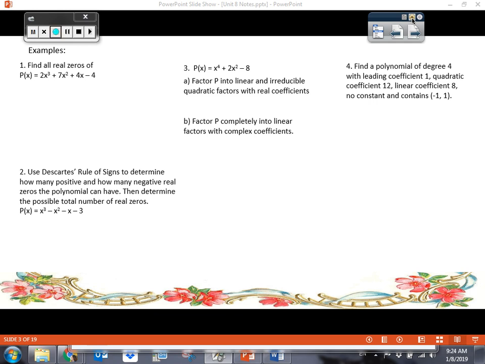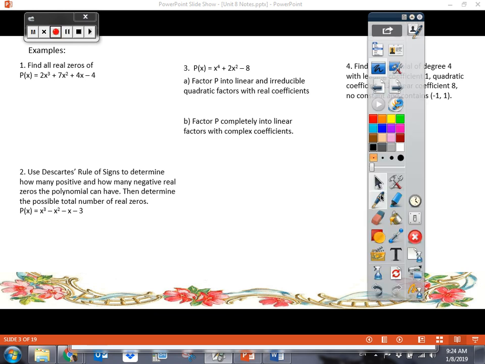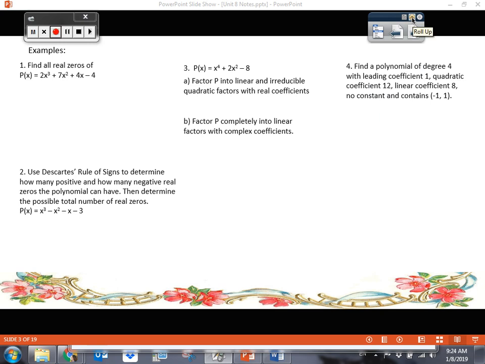So P is the factors of the constant. Okay, so the constant is 4. So P is plus or minus, and it's always plus or minus. We need to figure out all the numbers that multiply to get 4: 1 times 4 and 2 times 2. Those are the factors of P.